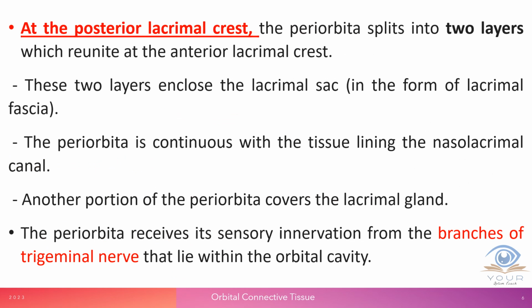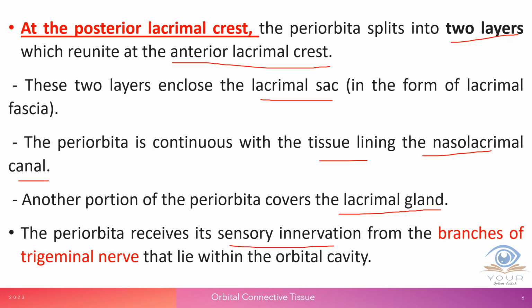At the posterior lacrimal crest, the periorbita splits into two layers, which reunite at the anterior lacrimal crest. So at the posterior lacrimal crest it splits and at the anterior lacrimal crest it fuses again. These two layers enclose the lacrimal sac in the form of lacrimal fascia. The periorbita is continuous with the tissue lining the nasolacrimal canal. Then another portion of the periorbita covers the lacrimal gland. The periorbita receives its sensory innervation from the branches of trigeminal nerve that lie within the orbital cavity. This is an MCQ point.